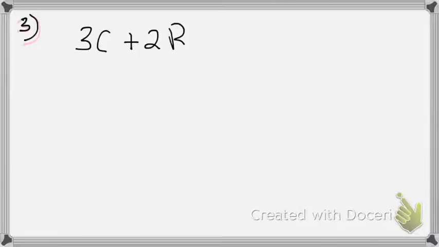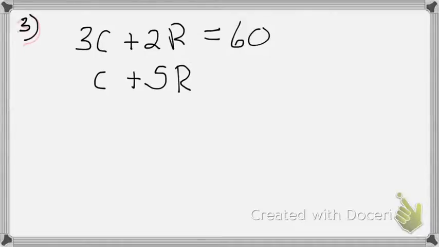All right, there was a request to see number 3 worked out, and let's take a look at that one. That's the one where Randy bought 3 CDs and 2 records for $60, and I'm going to let C represent CDs and R represent records, and that equals $60. Sarah had said bought 1 CD and 5 records, and that was $52.50.